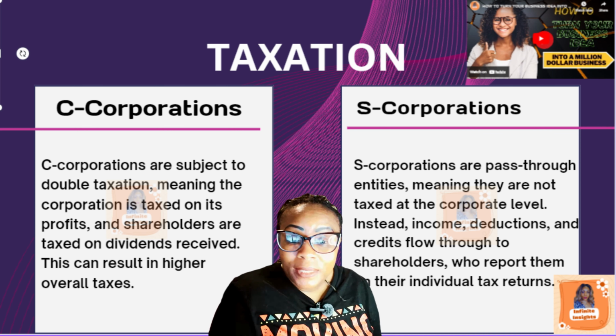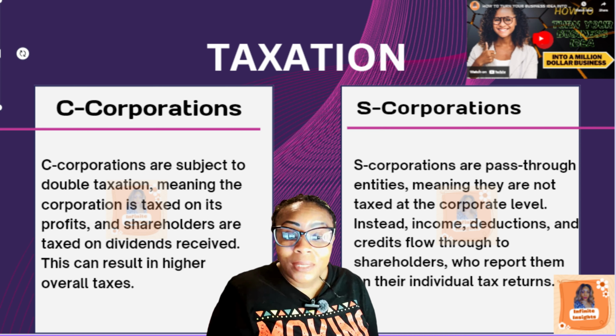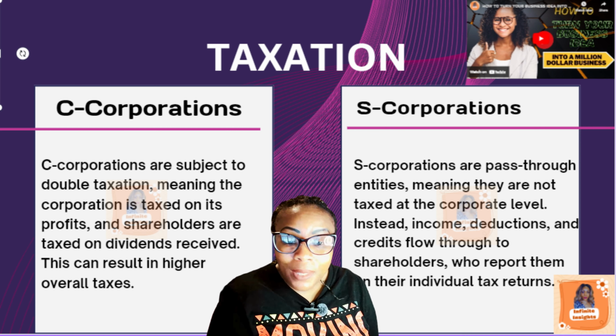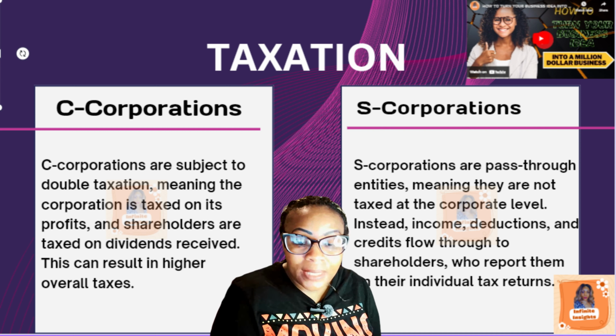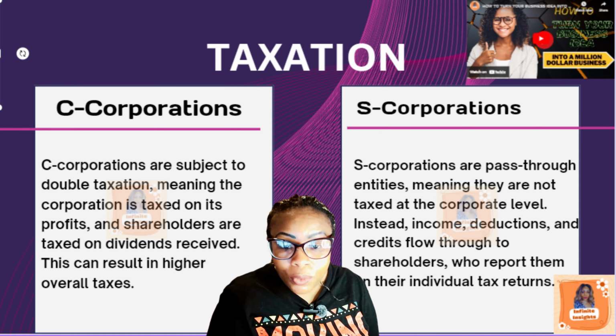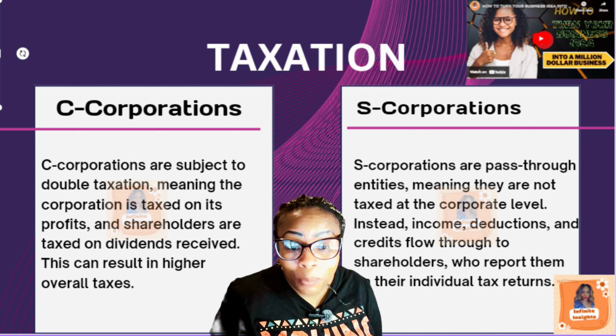We are talking C corporation, S corporation. What does taxation look like in C corporations and S corporations? C corporations are subject to double taxation, meaning the corporation is taxed on profit and shareholders are taxed on dividends that they receive. This can result in higher overall taxes because of that double taxation.